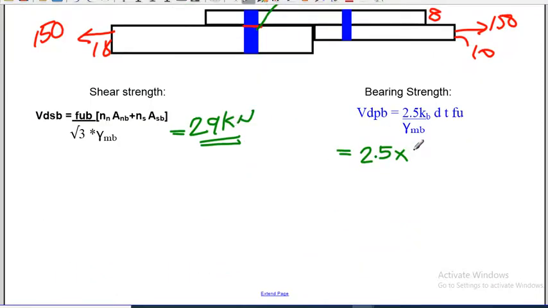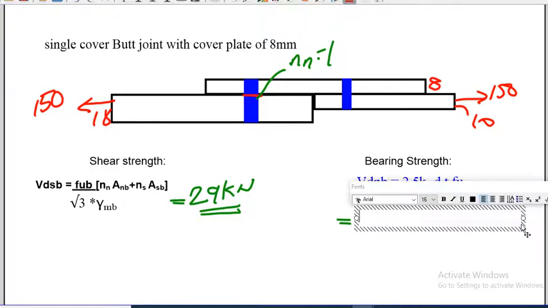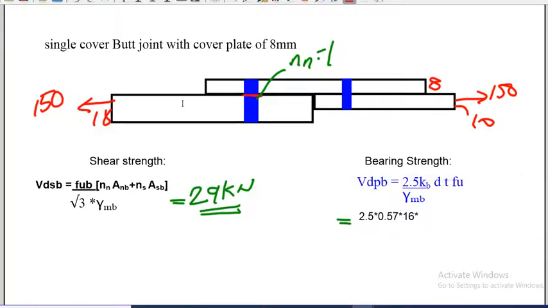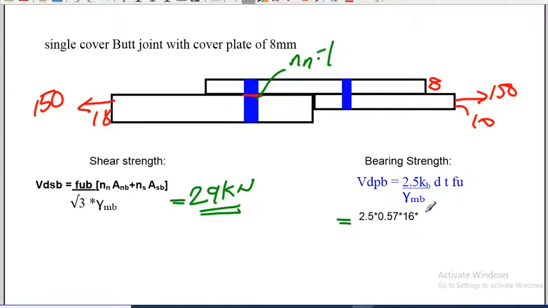So that is 0.57, and the diameter of the bolt is 16, into thickness. That is the only difference here. So it is going to be 2.5 into 0.57 into 16 into thickness. As I told you, we have three thicknesses here: 18, 10, and 8. Out of which, the least one we should take. So this is going to be 8.